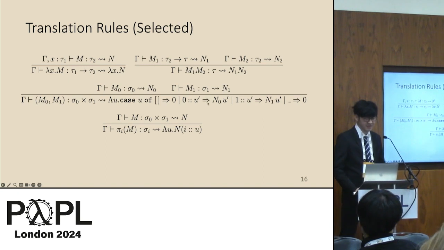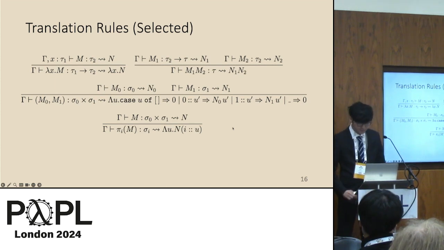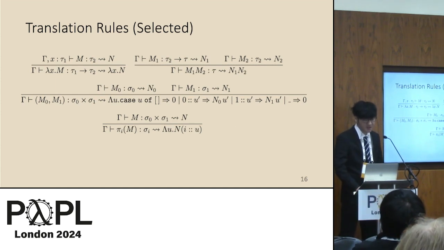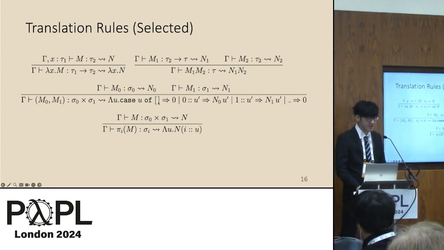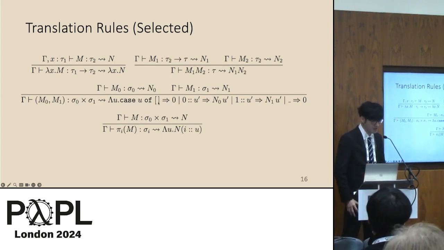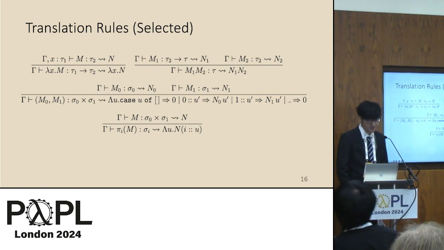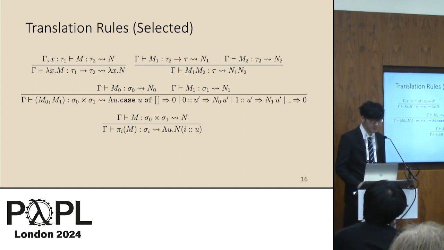I'll introduce some translation rules. Lambda abstractions and applications are translated recursively like this. A pair is translated into a function as a constructor node. If the argument u is null, it returns the label of the pair constructor, and it is a default value 0.